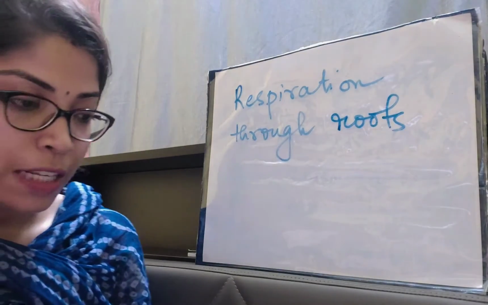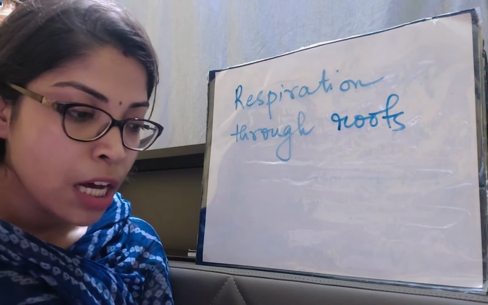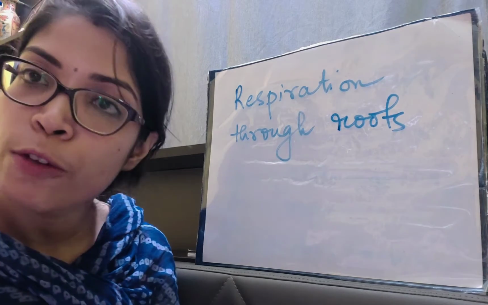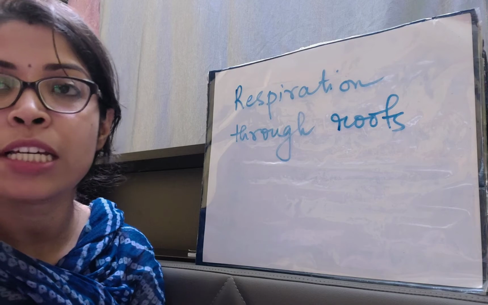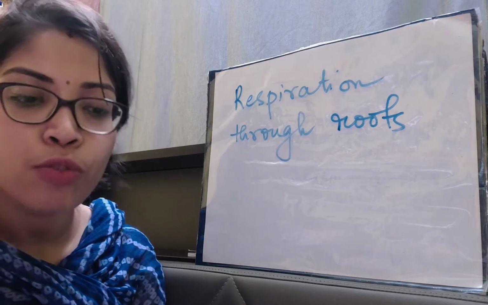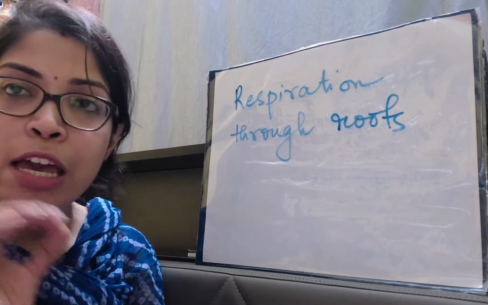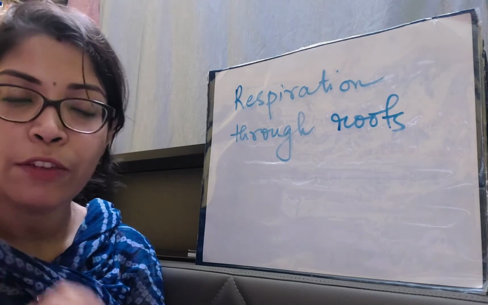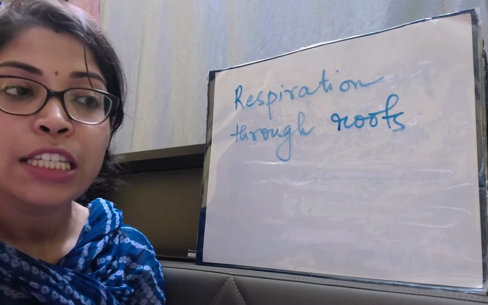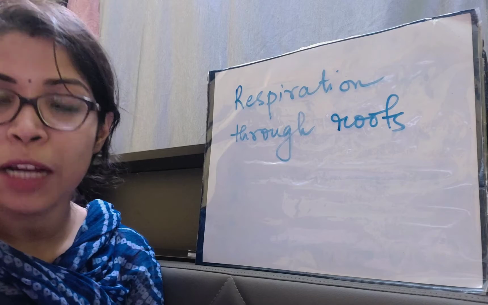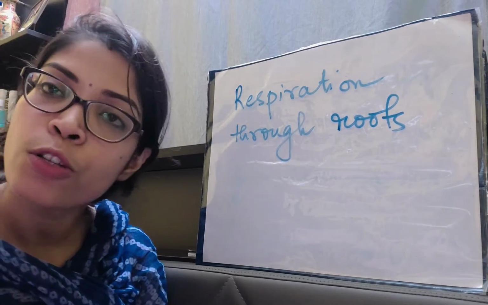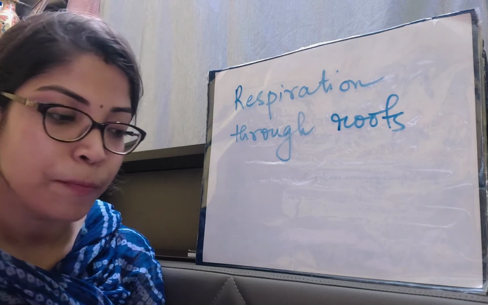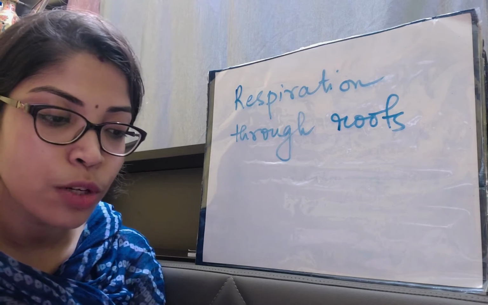Look at your book, page number 73, reading from your book. Respiration also takes place through the roots of plants. Previously I've told you that all parts of the plant body take part in respiration. It is not only the leaves, not only the stem, but each and every part of the plant body, especially the young growing parts, which consist of the meristematic tissue. Roots also have young growing parts. Respiration also takes place through the roots of plants.